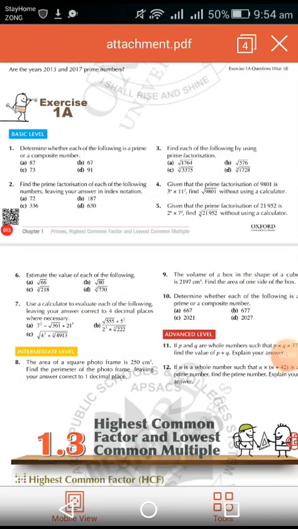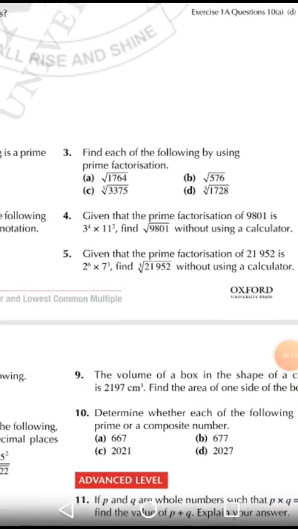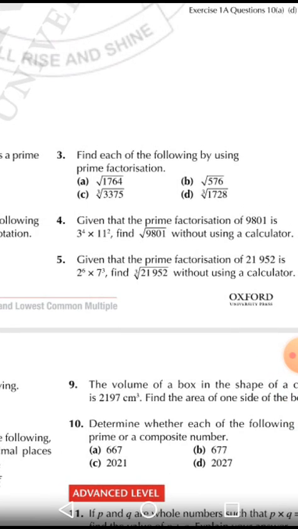Now your assignment is question number 3, exercise 1A, C and D part.